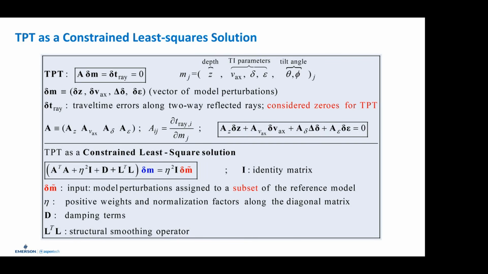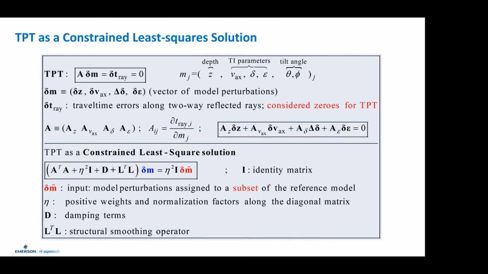Sometimes they are normally referred to as the Frechet derivatives. So this, A delta M equals delta T, which is now 0, can be explicitly represented with the different components: the delta Z, the horizon components, the axial velocity components, the delta component, and the epsilon component. And this is, let's say, the standard way of looking at the problem.